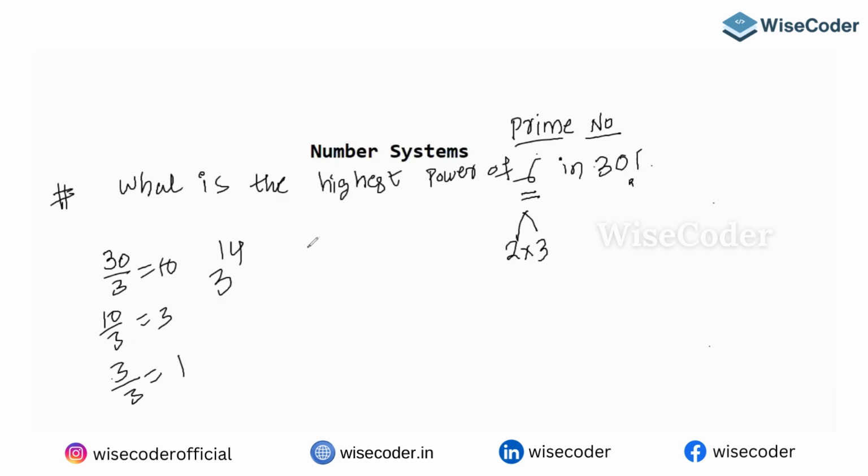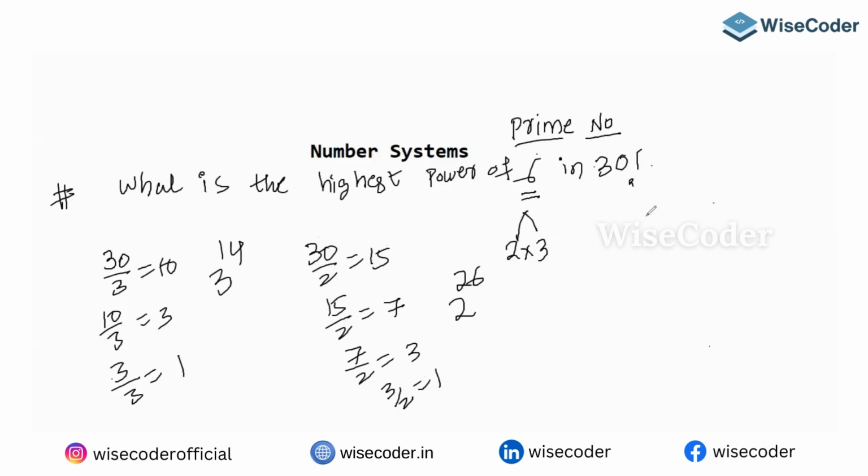If you want the highest power of 2, 30 by 2 is 15. 15 by 2 is 7. Yes or no? 7 by 2 is 3. 3 by 2 is 1. So what is the highest power? 2 power 26.